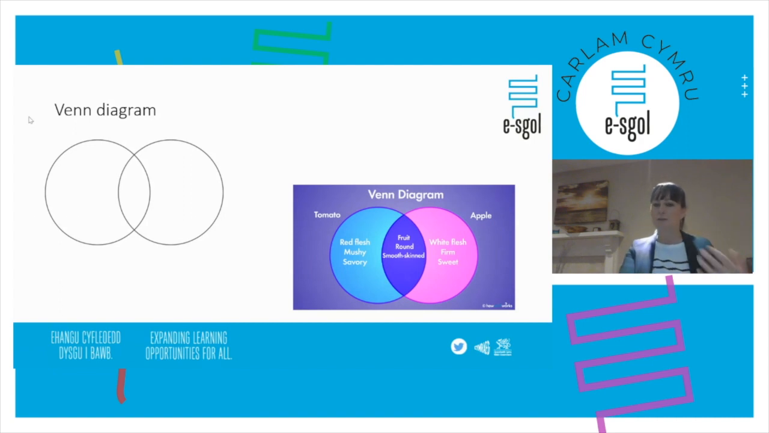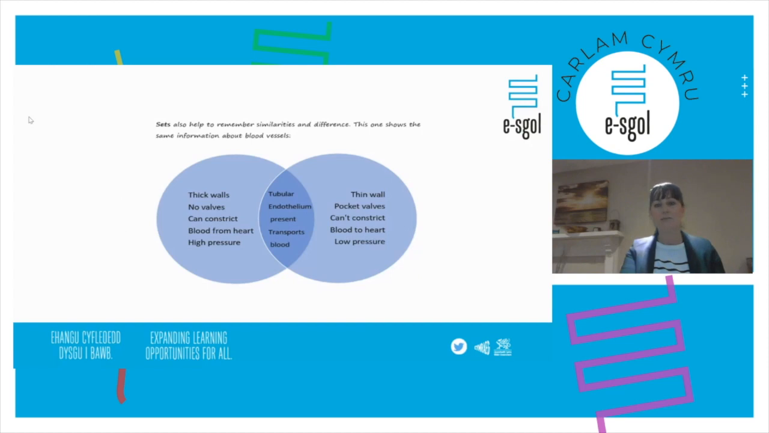So you've got the tomato: red flesh, mushy, savoury. The apple: white flesh, firm, sweet. And then in the middle, you've got what connects them both. They're both fruit, they're both round, they're both smooth skin. So the bit in the middle is what connects these two different sections. So really handy when it comes to revision.